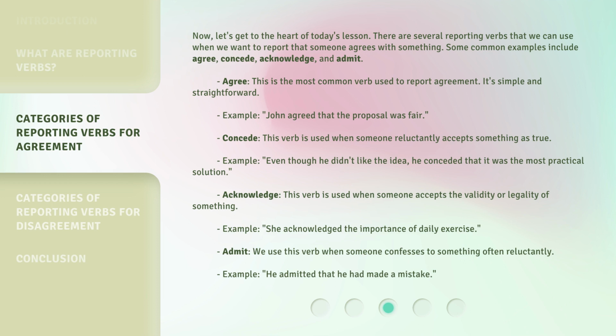Concede. This verb is used when someone reluctantly accepts something as true. Example: even though he didn't like the idea, he conceded that it was the most practical solution. Acknowledge. This verb is used when someone accepts the validity or legality of something. Example: she acknowledged the importance of daily exercise. Admit. We use this verb when someone confesses to something, often reluctantly. Example: he admitted that he had made a mistake.